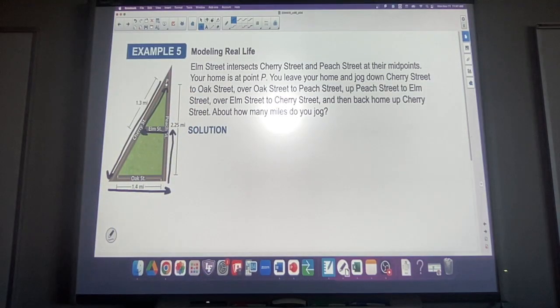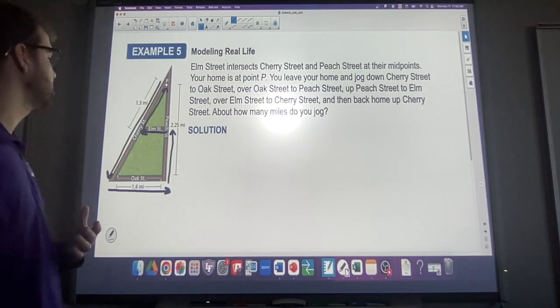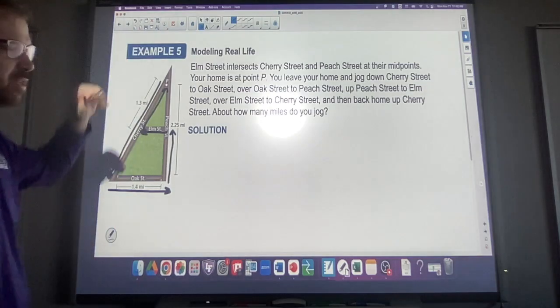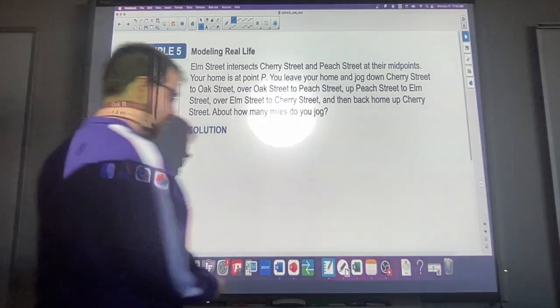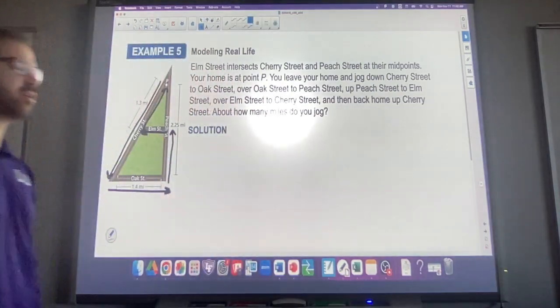Let's take a look here. Now, we have to fill in some numbers here that we're missing because they don't give us every single distance. So this is still the track. We're going to add all these up, and that'll be your answer. But let's fill in the blanks on what we're missing from our triangle here.